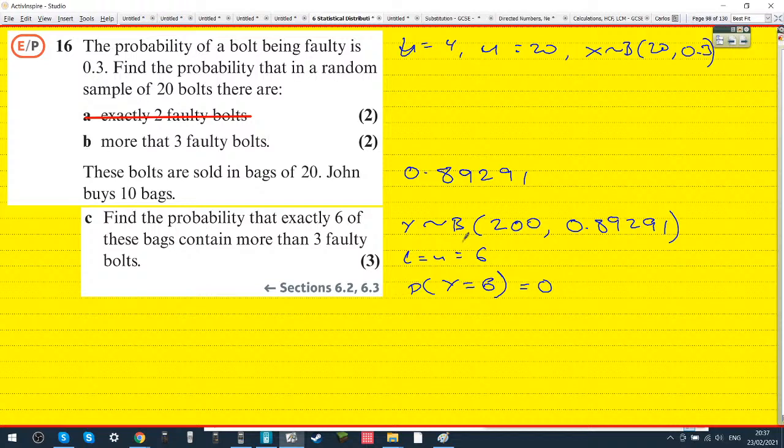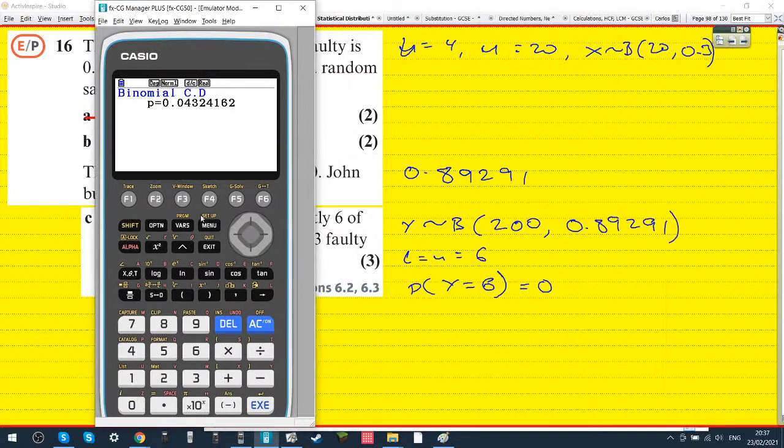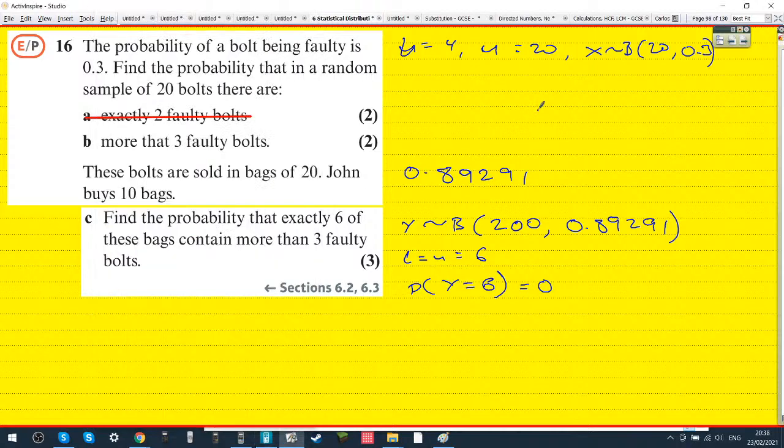So I can't get 6. Let's see this one. You sure your probability is good? I think so. Lower is 6. Upper is 6. Trial of 2. How can it not land on 6? 0.89291. Is it just very small? Let's see. More than 3.